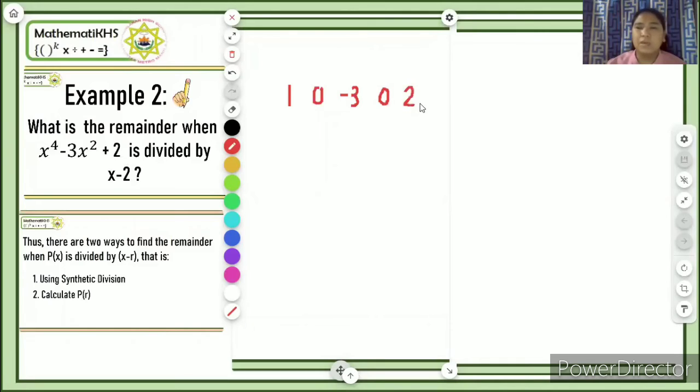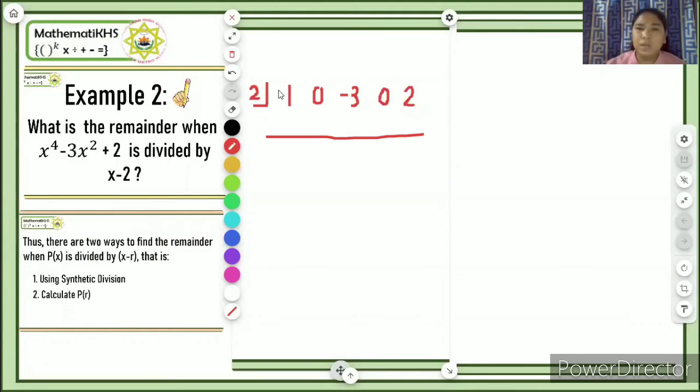So, para hindi kayo malito at malaman nyo na tama pala yung sagot nyo, bilangin nyo lang. Kung 4 ang ating highest degree, dapat 5 yung ating numerical coefficient. So, 1, 2, 3, 4, 5. Tama naman. Then, we're going to have the synthetic divisor which is positive 2 kasi x minus 2 ito, so ilalagay natin doon ay positive 2. Then, let us now proceed.